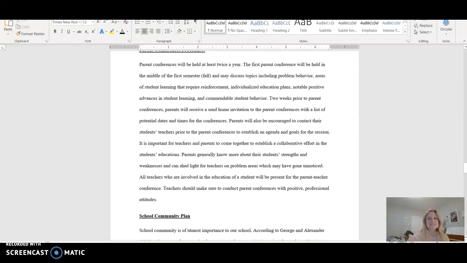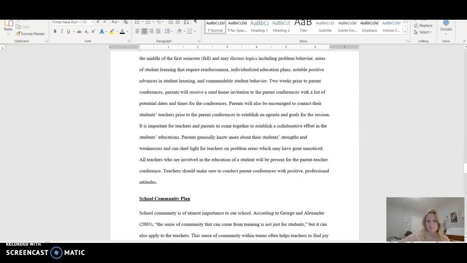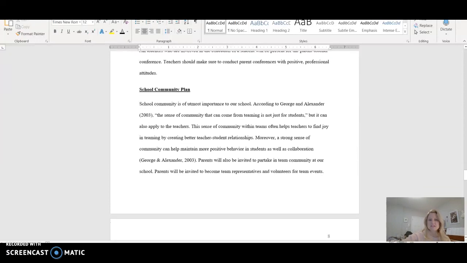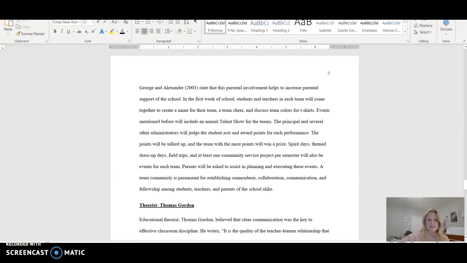And again, you'll notice that it has that element of positivity, that first she discusses student strengths and then bridges and goes into weaknesses and areas of improvement. And then she discusses a school community plan, and she ties in our textbook here, which is fantastic. Feel free to cite that. It's chock full of wonderful information and ideas.